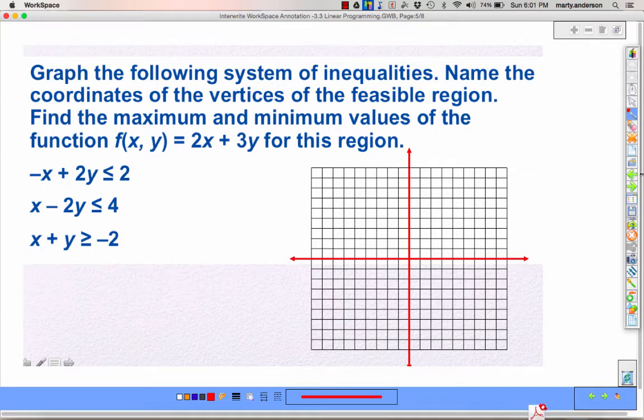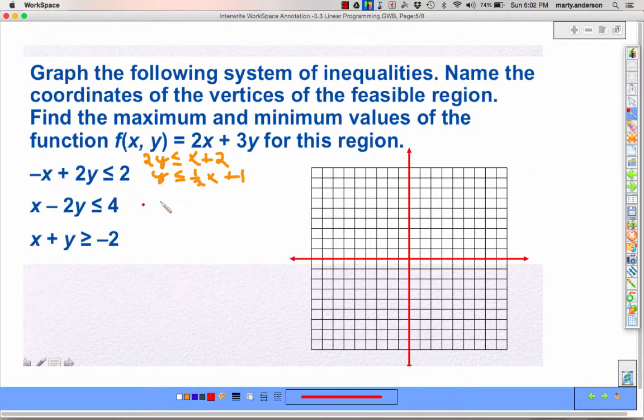Next one, graph the system of inequalities. Name the coordinates of the vertices of the feasible region. So the first thing that we need to do is solve these for y. If I solve this top one for y, I'm going to have 2y is less than or equal to x plus 2, or y is less than or equal to 1 half x plus 1.